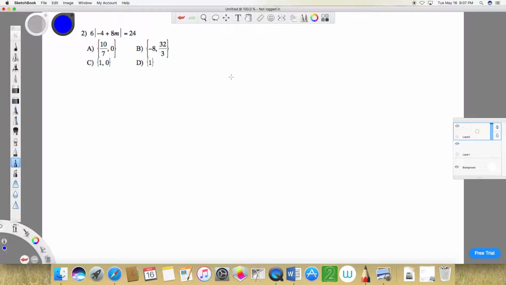All right, so let's take a look at this problem number 2. They're asking us to solve an absolute value equation. Whenever you're given an absolute value equation, you want to get the absolute value by itself. So you'll hear them say isolate the absolute value.